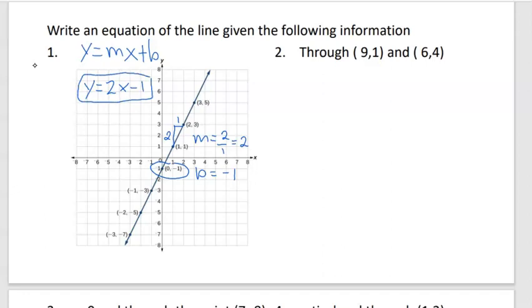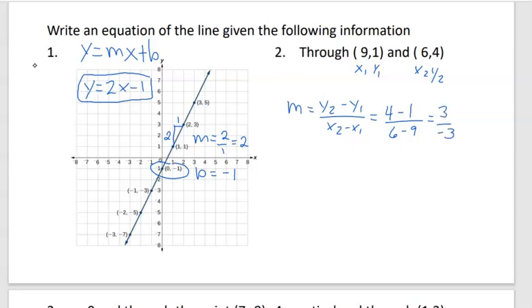On number 2, you have the points (9, 1) and (6, 4). Label those x1, y1 and x2, y2. We need to find the slope first between the 2 points. So we would have (4 - 1) over (6 - 9). That would give us 3 over -3, which is equal to -1.